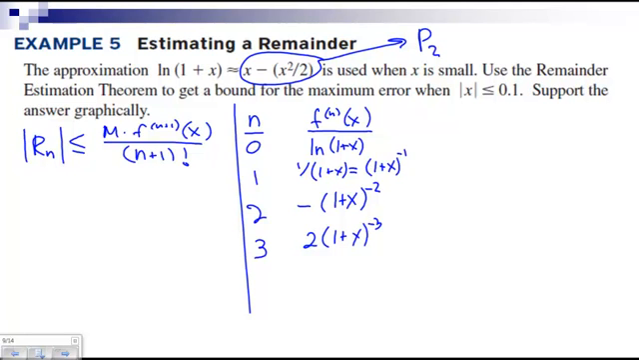And now I've got a question for you. In order for us to get that m, I need to know the maximum value that this expression takes on some interval. First of all, I need to know what interval. The absolute value of x is less than 0.1.